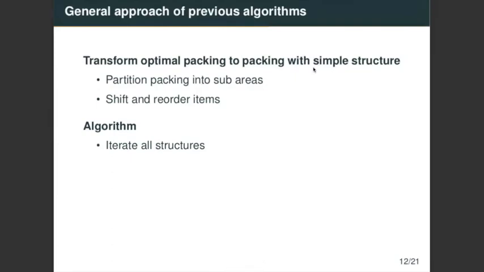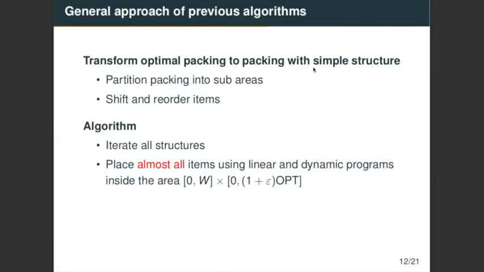The first thing is to iterate over all structures to find the best structure possible. Note that since the number of sub-areas is constant, this doesn't take much time. The next thing is to place almost all items using linear programming or dynamic programming inside the strip without going above the height of (1 + epsilon) opt, where opt is the height of the optimal solution. And by almost all the items, we mean that we are only allowed to discard a subset of items containing epsilon fraction of the total area of the items.